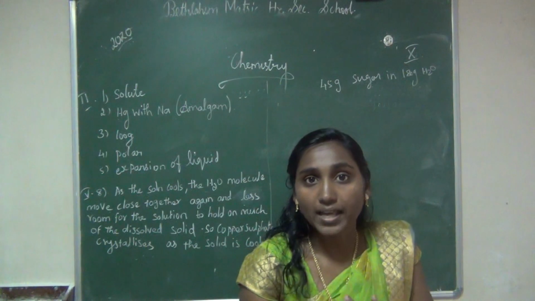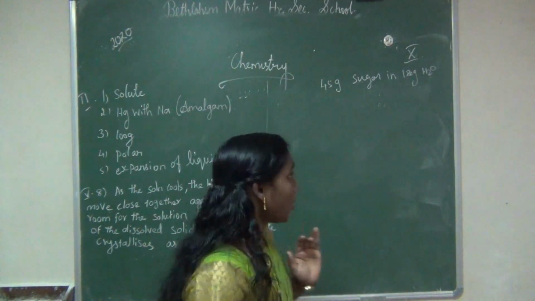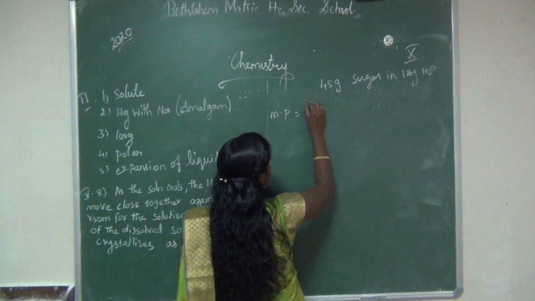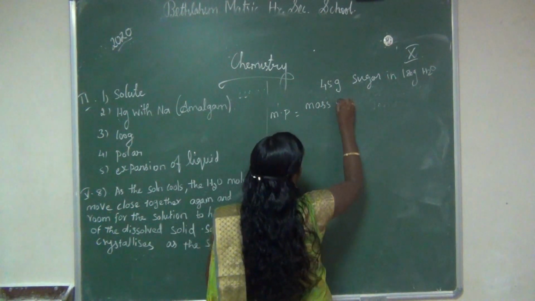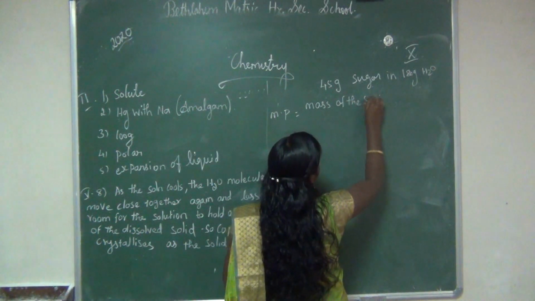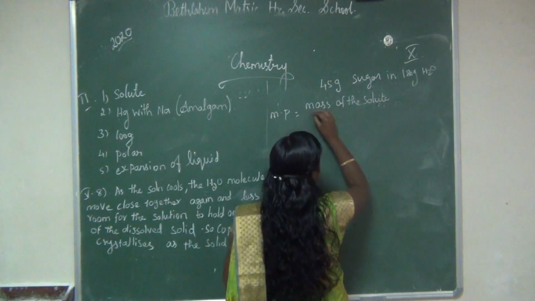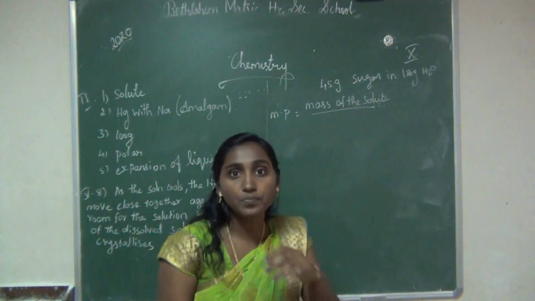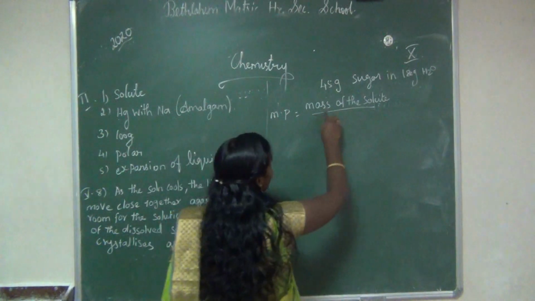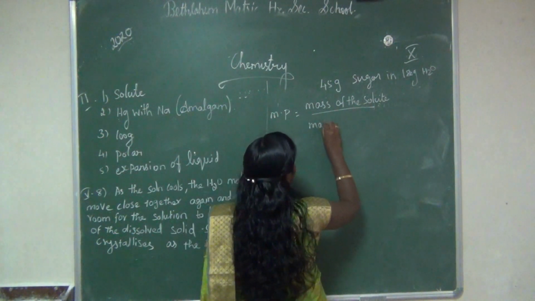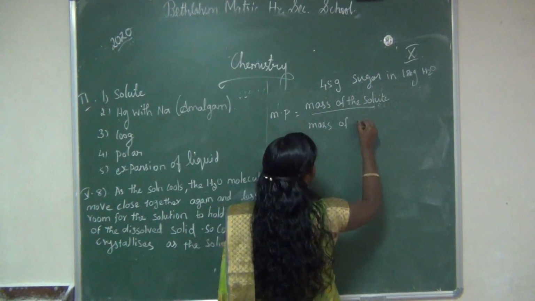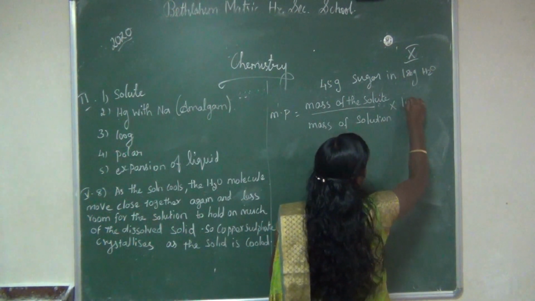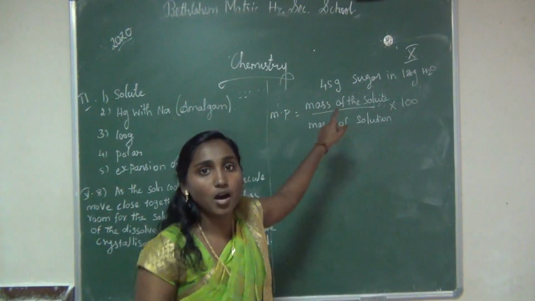So first you should write the formula. What is the formula of mass percentage? Mass percentage is equal to the mass of the solute divided by the mass of the solution, into 100. Okay, this is the formula for mass percentage.